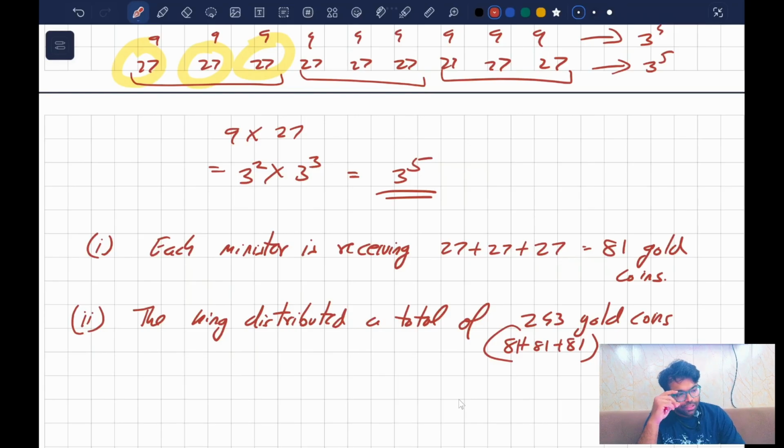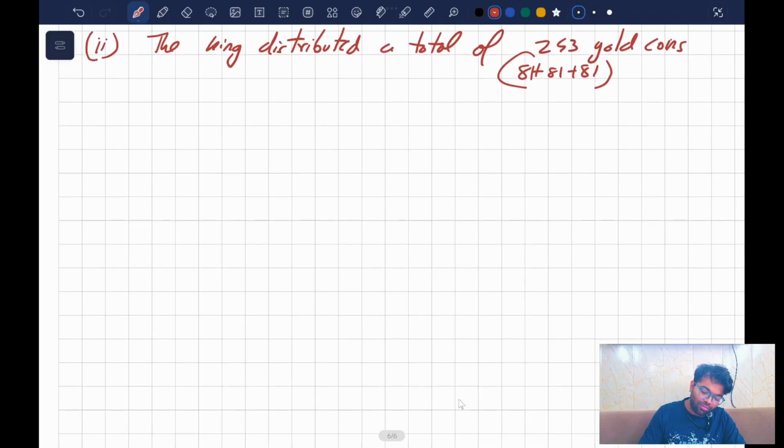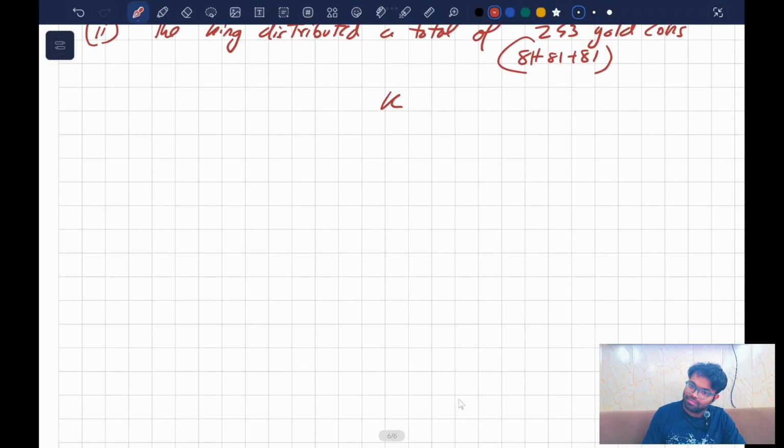If the number of ministers were 4 instead of 3, and the number of chests, boxes, pouches, and coins per pouch were the same, how many total coins would have been distributed? Express your answer in the exponential form. सबसे पहले मैं एक लॉजिकल तरीके से बताता हूँ. ये है राजा, किंग, ठीक है. हाउ मेनी टोटल गोल्ड कॉइन्स वुड हैव बीन डिस्ट्रीब्यूटेड?